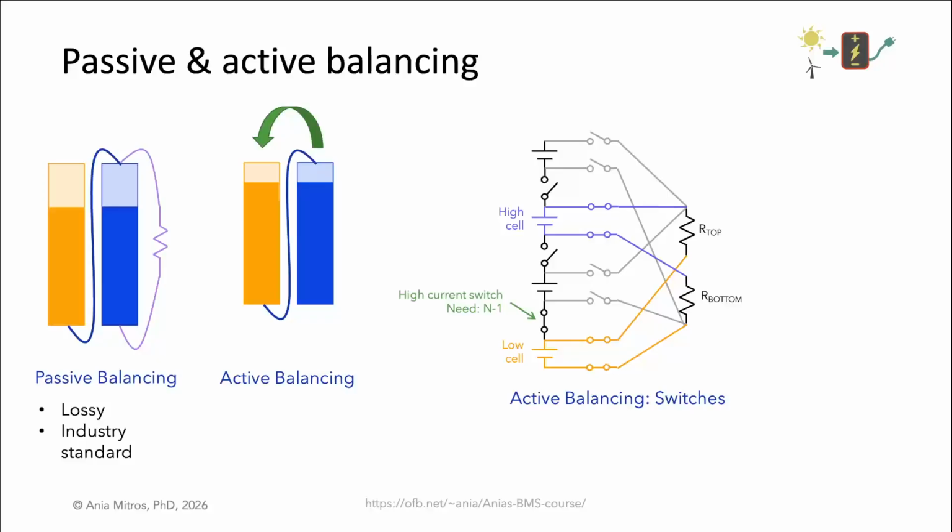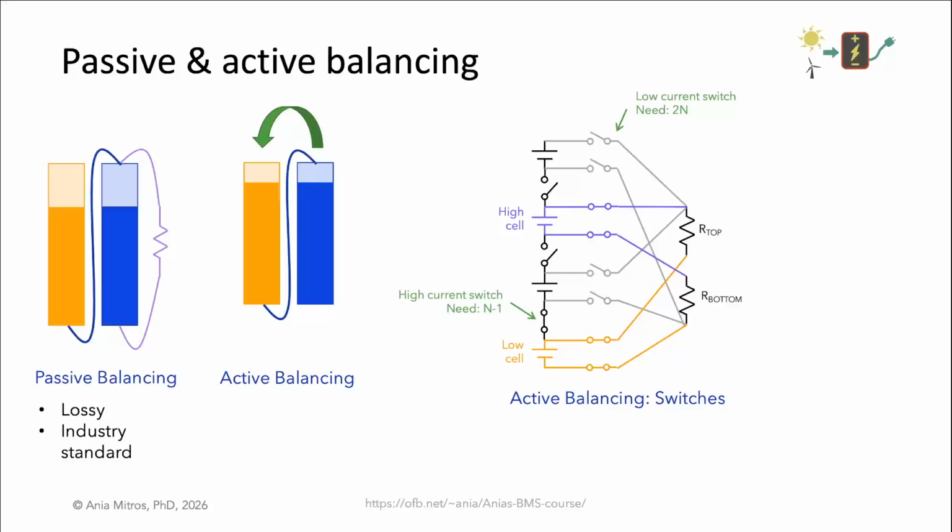If we have n cells, we need n-1 high current switches. By high current, I mean high enough to carry the maximum application current. So if this is a 200 amp-hour battery that may be discharged at 1C, like a home energy storage battery, we need switches that can conduct 200 amps.